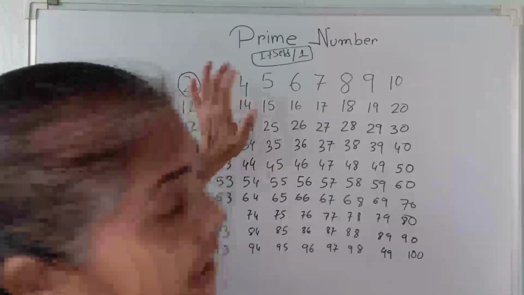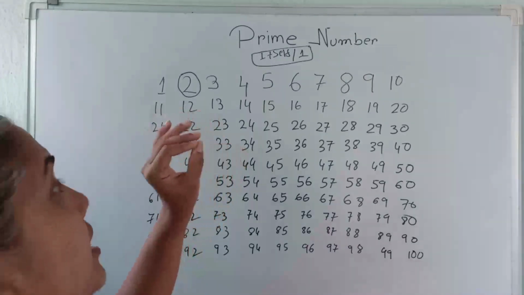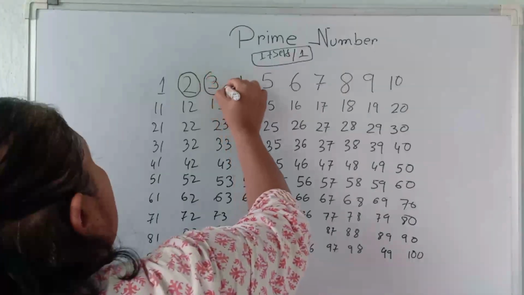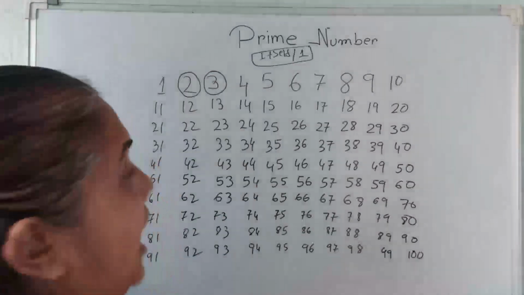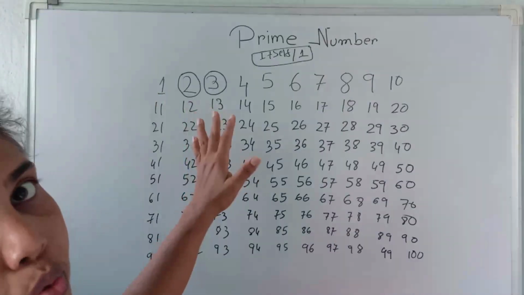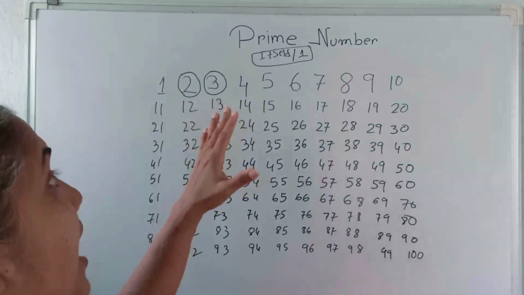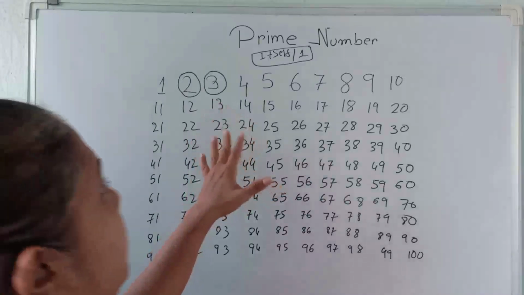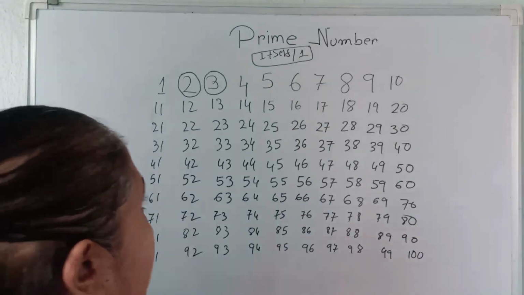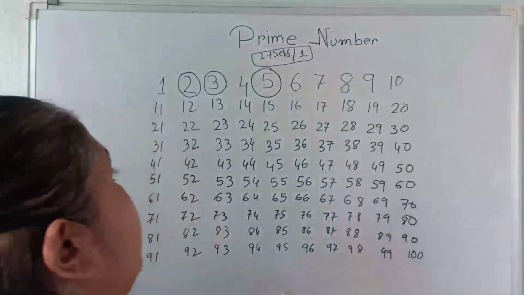Now let's check 3. 3 is divisible only by 3 and by 1, not by any other number. So 3 is also a prime number. So 2 and 3 are prime numbers. Now 4. 4 is easily divisible by 2. So 4 is not a prime number. Next, 5. We can divide 5 by 5 itself or by 1. So 5 is a prime number. We cannot divide 5 by any other number.